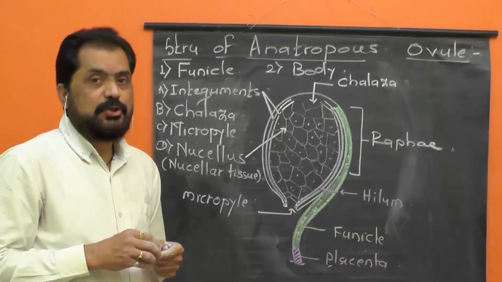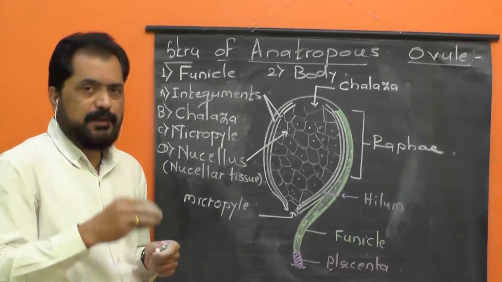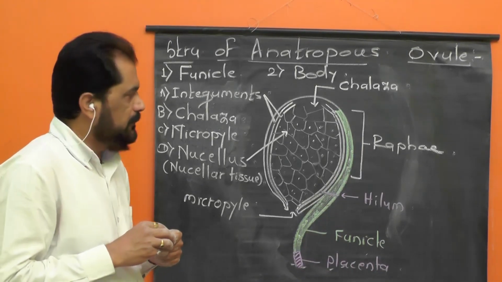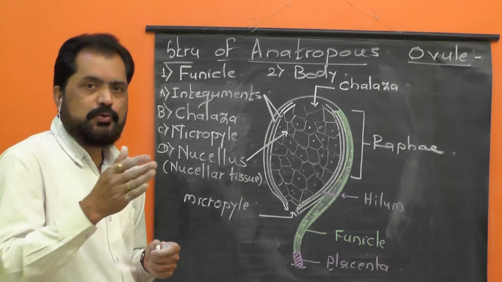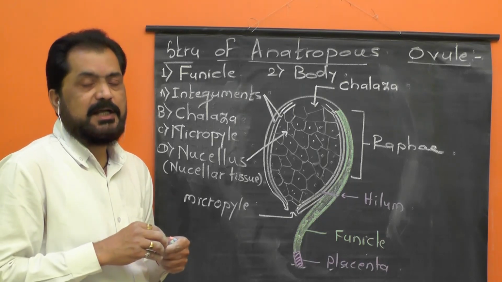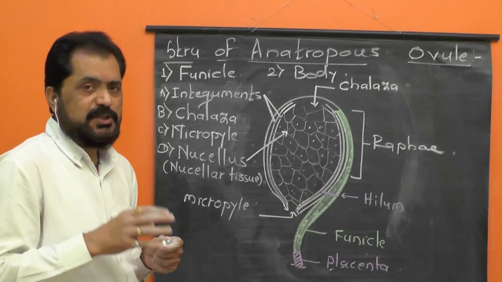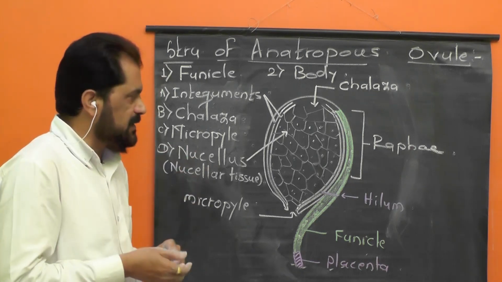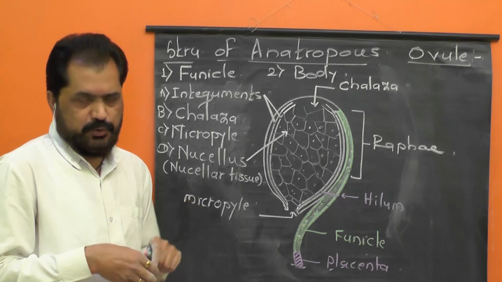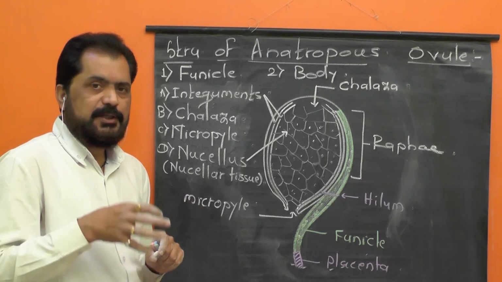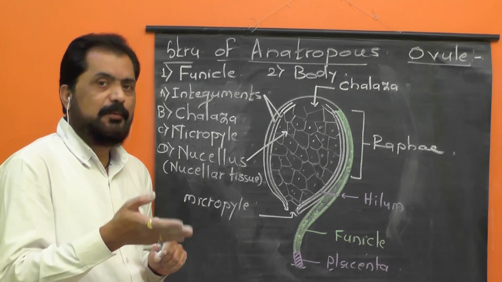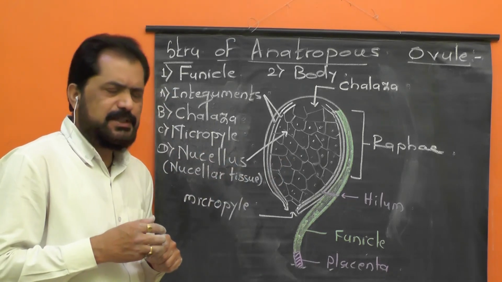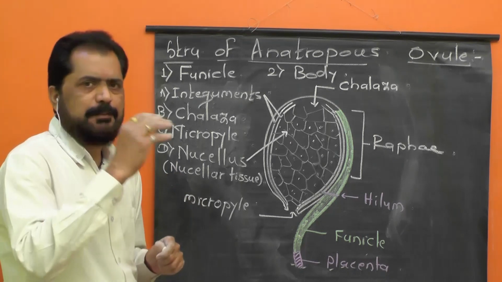Now what is the function of nucellus? That you will understand very soon. Temporarily I want to tell you, megasporogenesis, that is the process of formation of megaspore, takes place in this nucellar tissue. And also the female gametophyte develops within this nucellus. How is that process? We have to study separately.